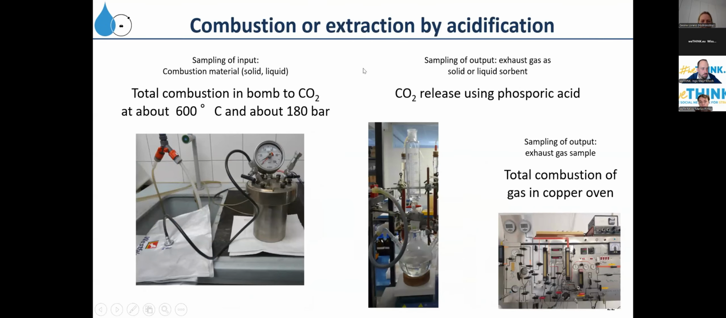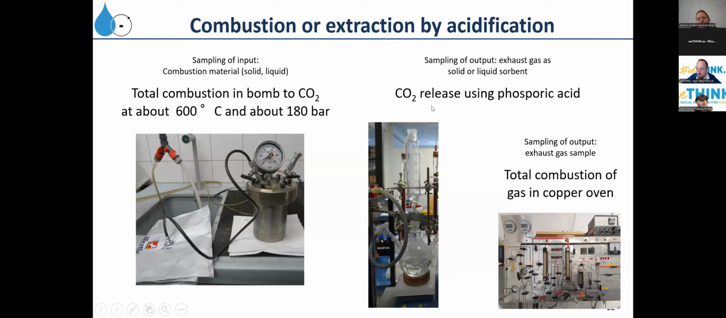In the end, I'd like to explain something about the applications in the lab. So the combustion material, which has to be in fine grains and things like that, is combusted in the lab in a bomb to CO2 at about 600 degrees Celsius and about 180 bar, which causes a total combustion of the whole material.